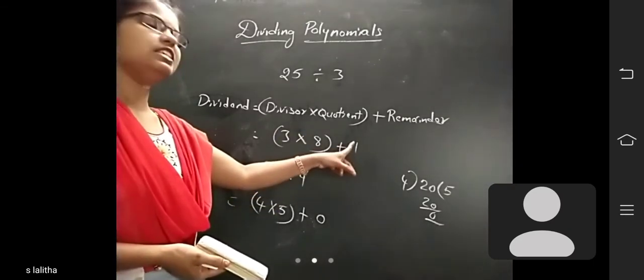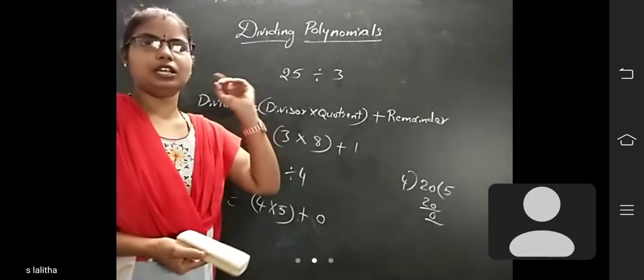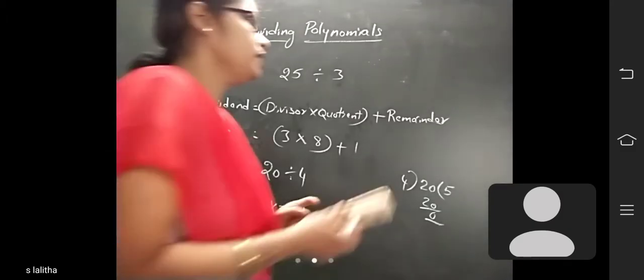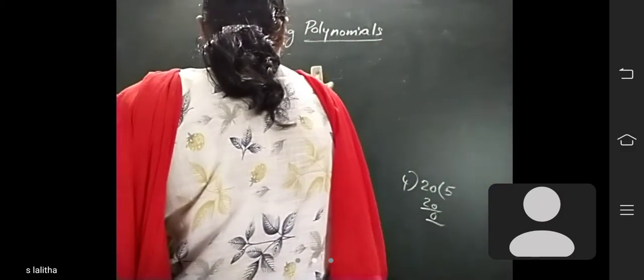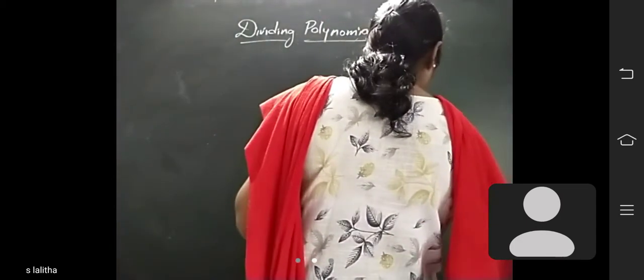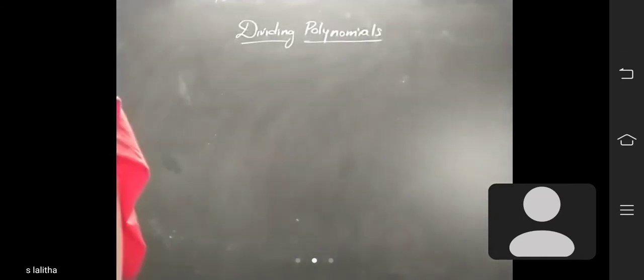But here the remainder is 1, so 3 is not a factor of 25. Did you understand now? Now like this we have to divide polynomials also. Let us go to one example.